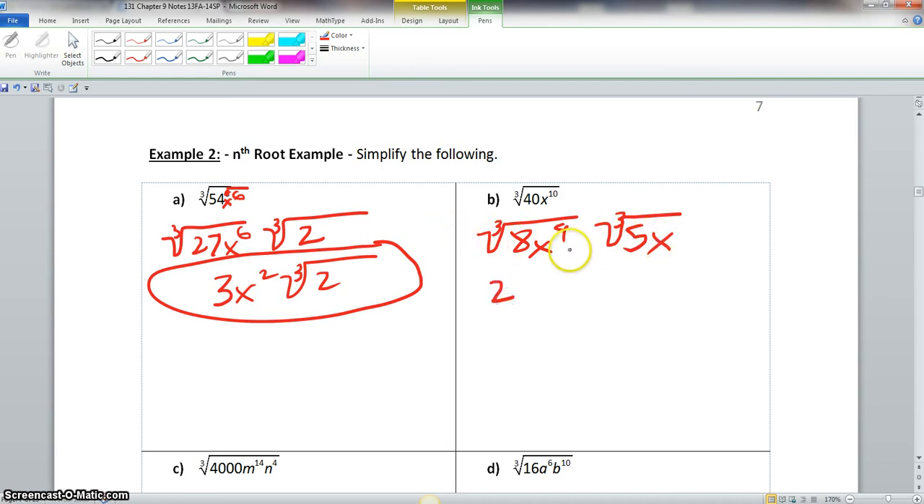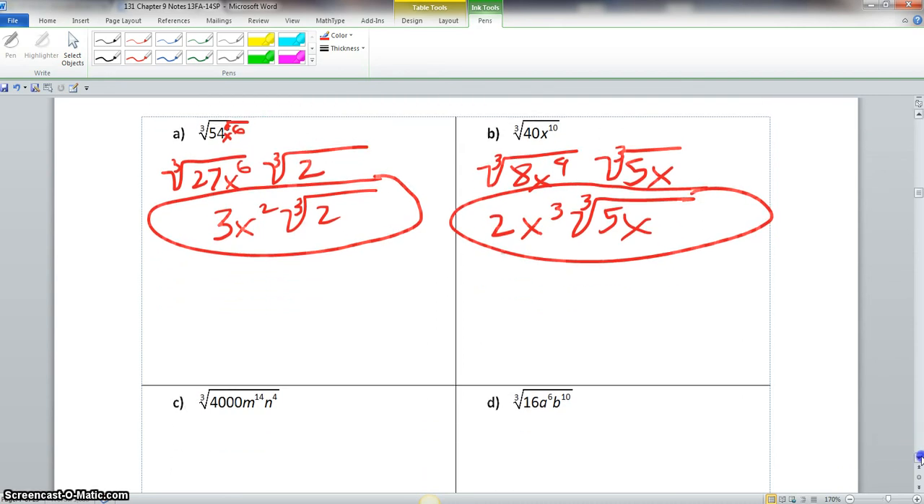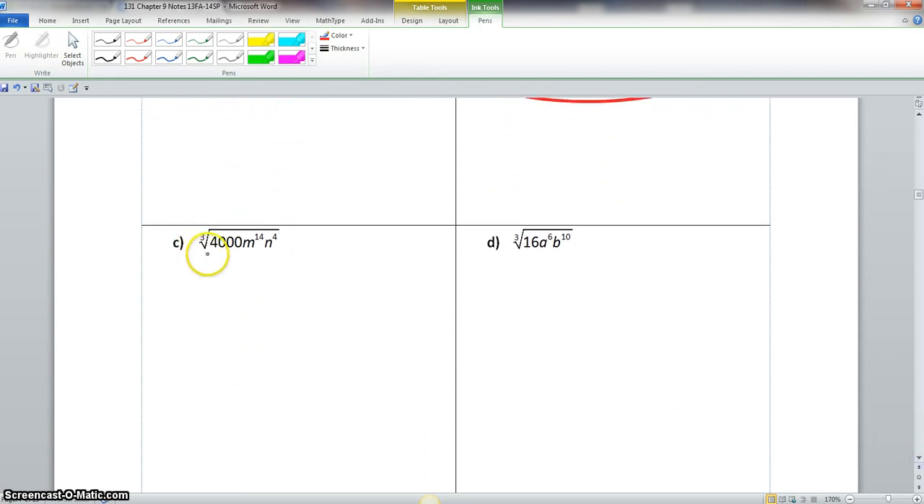Cube root of 8 is 2. The cube root of x to the 9th is x to the 3rd. And you have a cube root of 5x, and this will be your final answer. Now we scroll down here to C. We had a cube root of 4,000. The highest perfect cube in 4,000 is 1,000, with 4 left over.